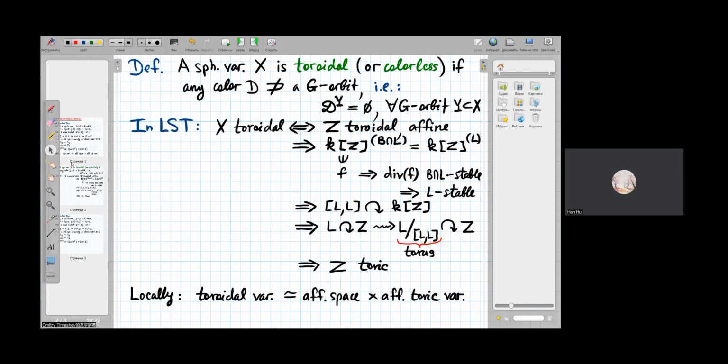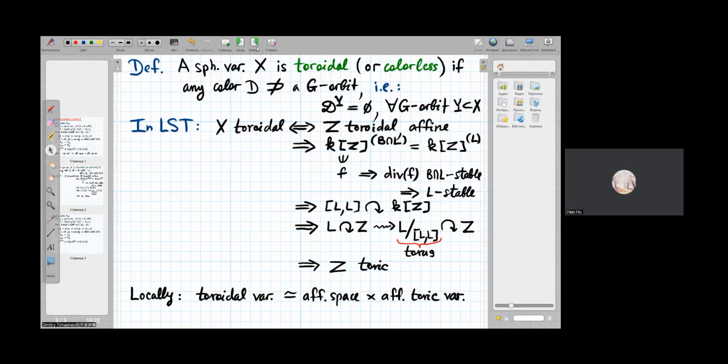Professor, I want to ask a question. So we do have that X toroidal, then we have Z toroidal, but why is the inverse not always also true? The inverse is not always true. I didn't say that. You mean this equivalence? Yeah. So let me think a little bit.